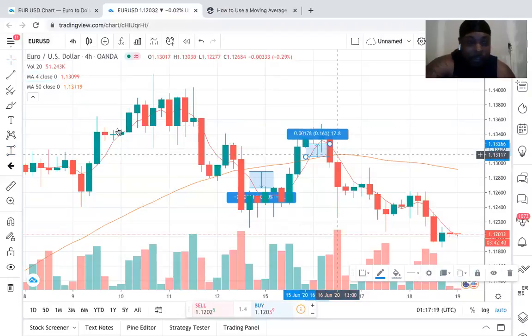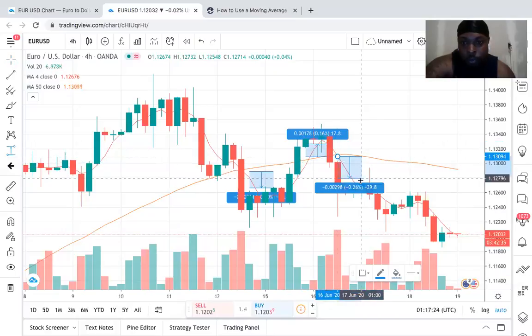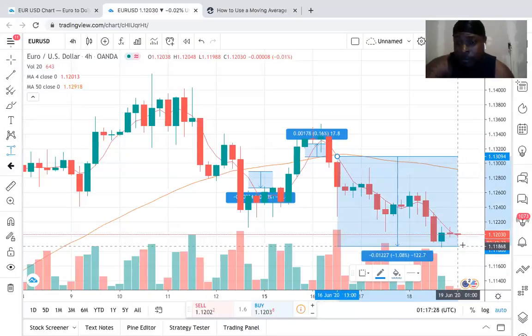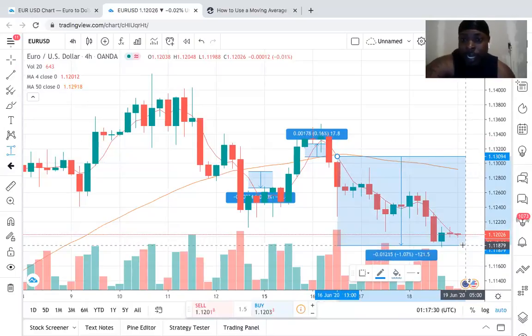The 4 crossed the 50 again going down. Let's check this out. Oh, more pips, because it's still actually going. That trailing stop could be crazy. That's 121 pips right there, just based on that move, right?